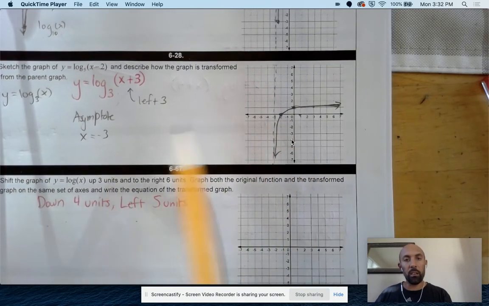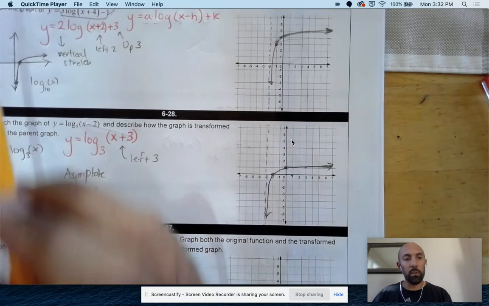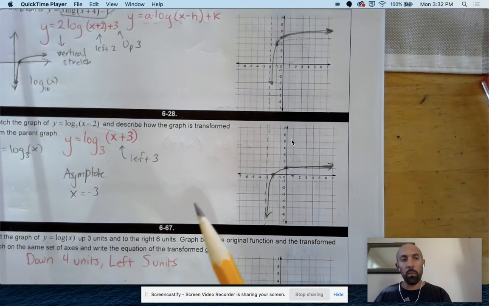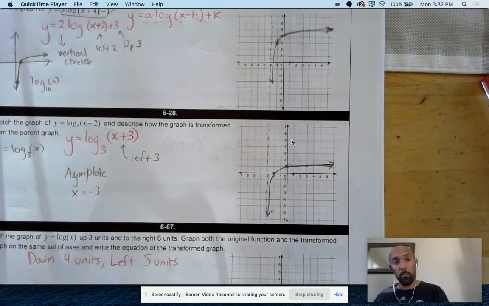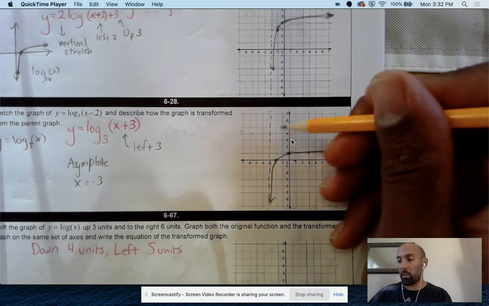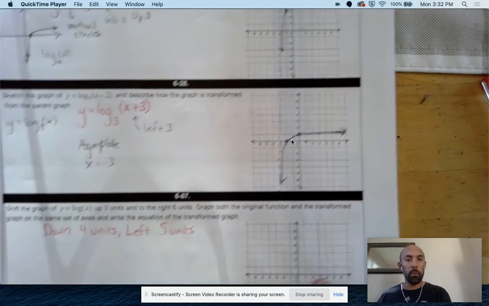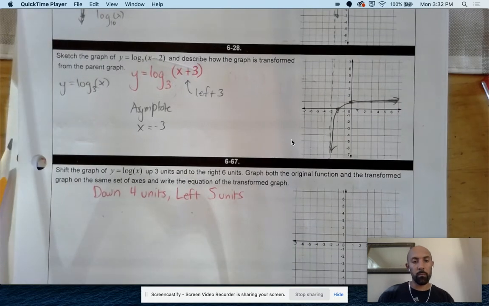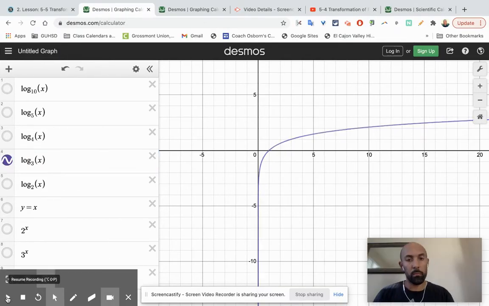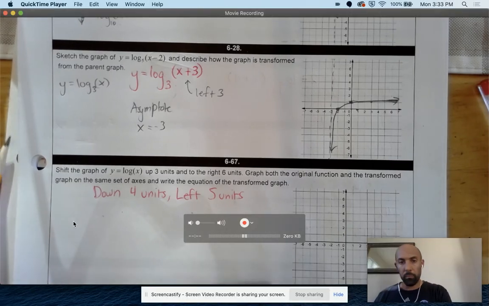So all of these logs, all parent functions have a point at 1, 0. So no matter what the base is, that point will always be at 1, 0. And the original asymptote is always right there on the y-axis. So you just got to shift that over based on the transformation. Okay, so now the next one.